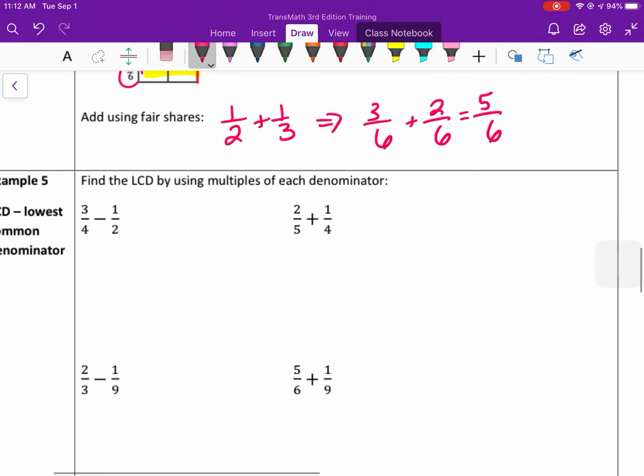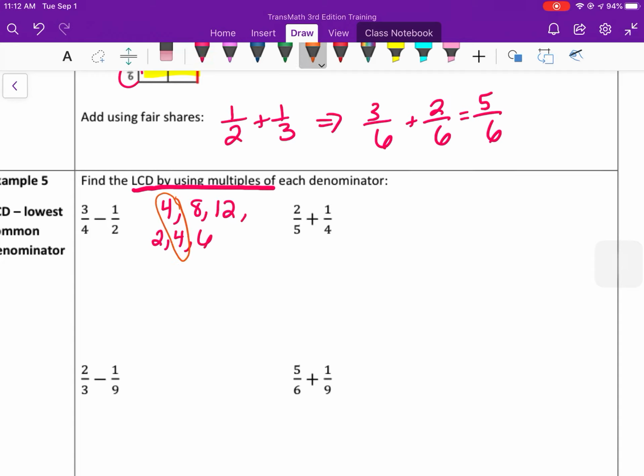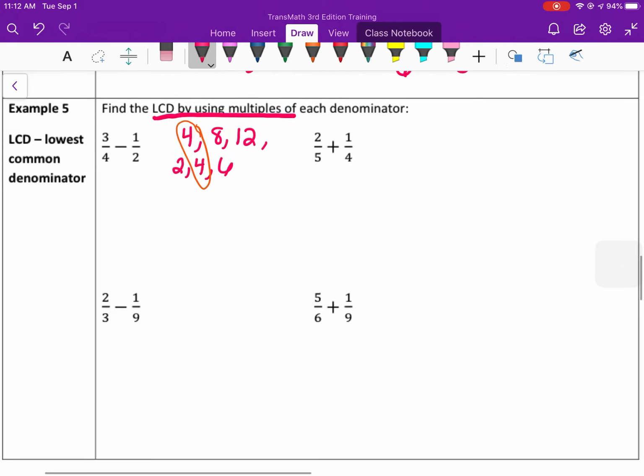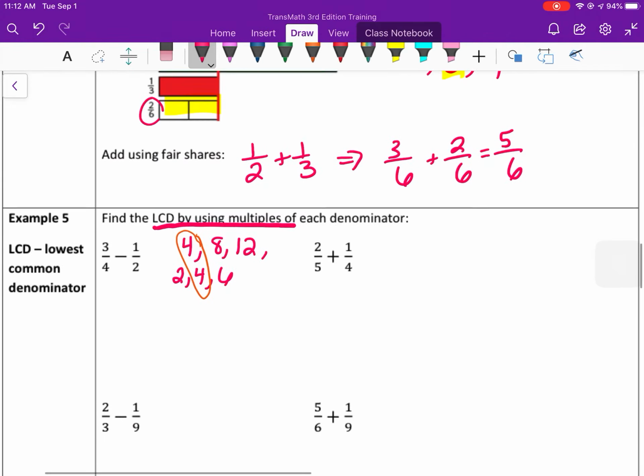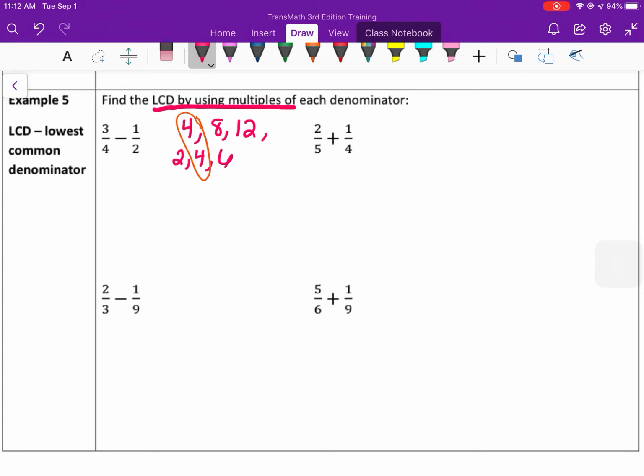All right, so how do we do that without using the picture? First of all, you need to look at lowest common denominator by finding the multiples of each denominator. So we have 4, 8, 12, list a few multiples of 4, then list ones of 2. 2, 4, 6. You can actually stop when you have one in common. So 4 is common. So then we're going to change the fractions into common denominators.